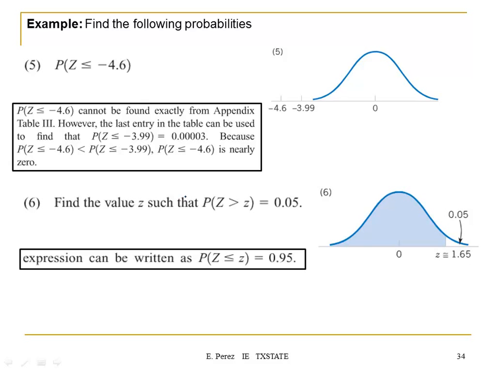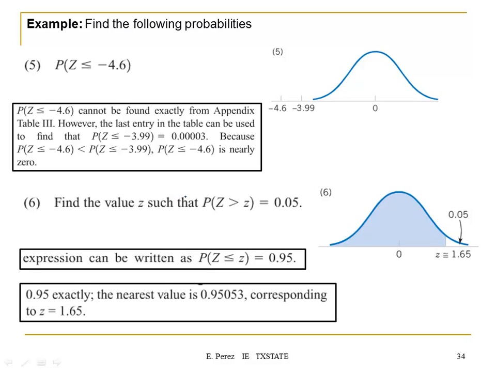So this expression can be written as the complement. And if you find the probability of 0.95, exactly the nearest value will be this one. So the corresponding value of z will be 1.65.